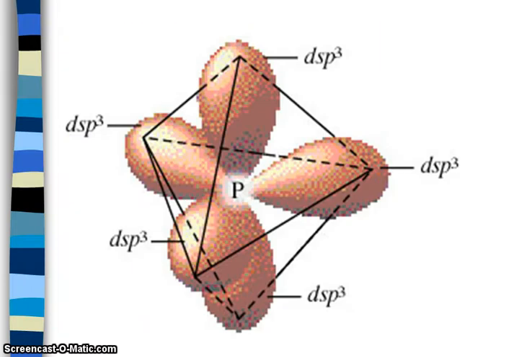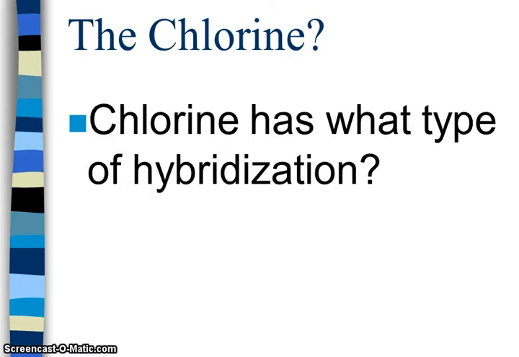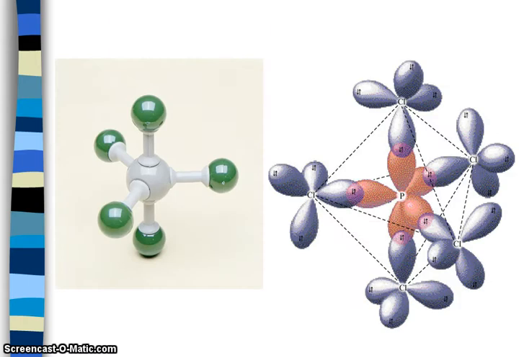So if we look here, we've got our phosphorus. Those orbitals have hybridized into 5 equivalent dsp3 orbitals. So our chlorine, sp3 hybridization because we need 4 effective pairs.